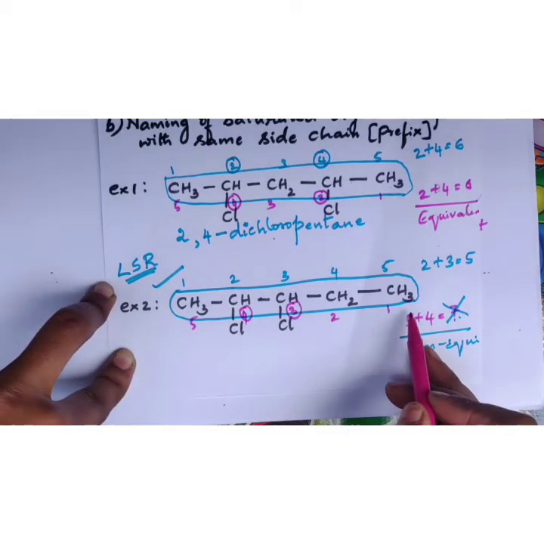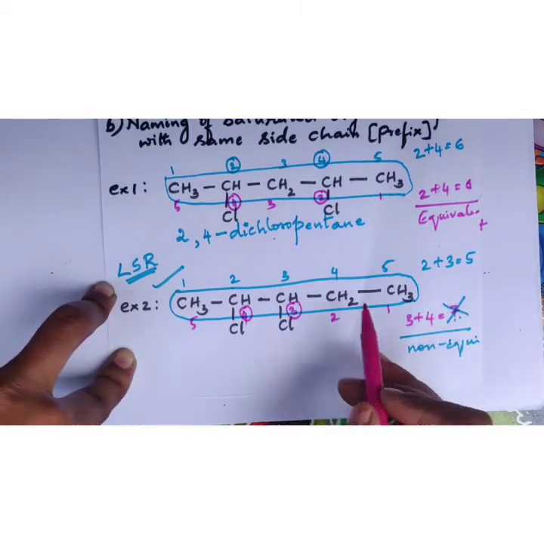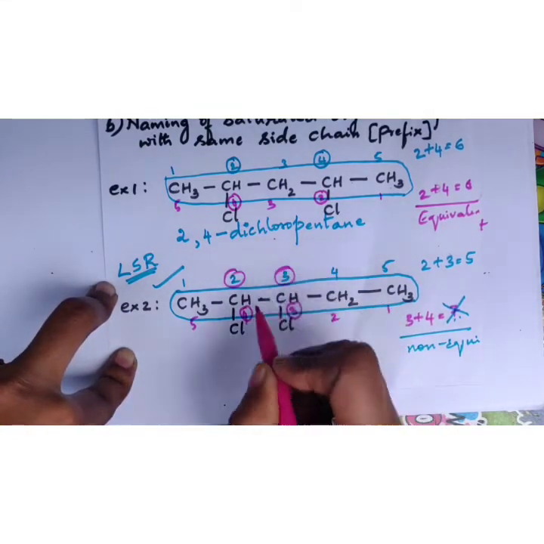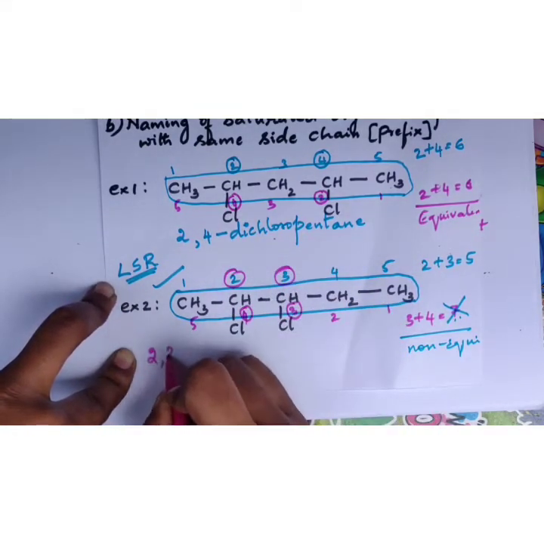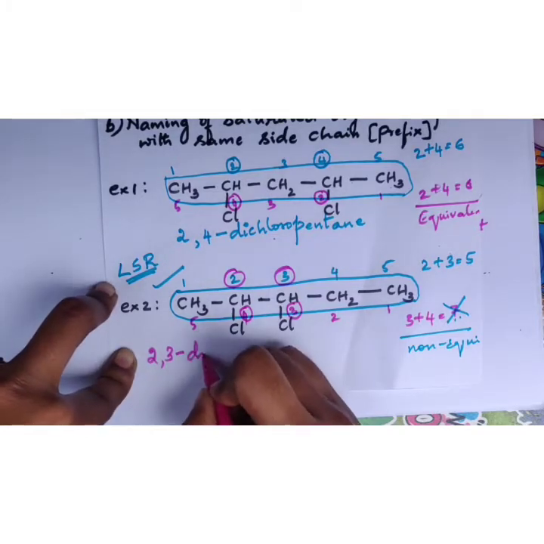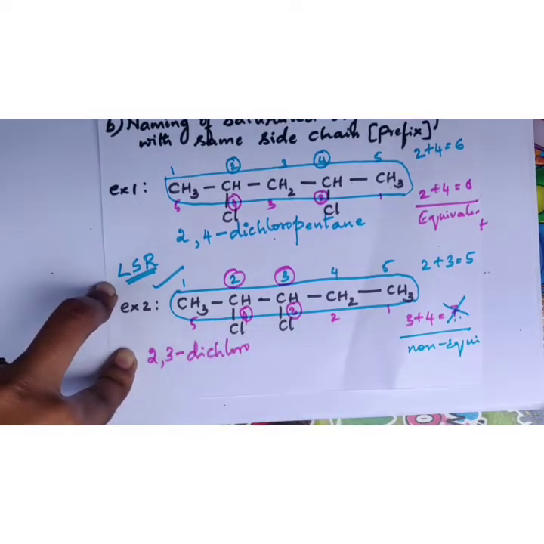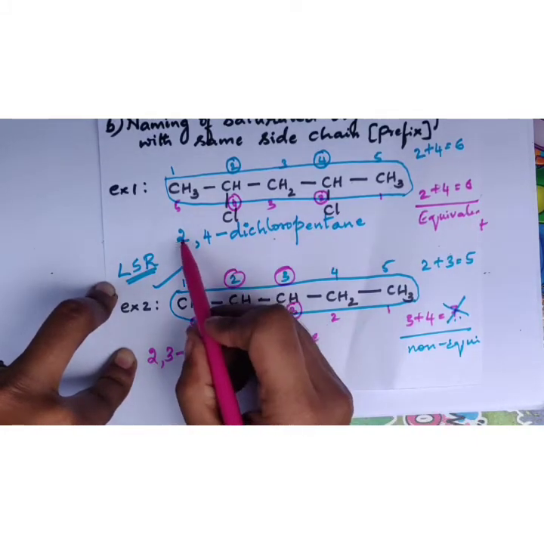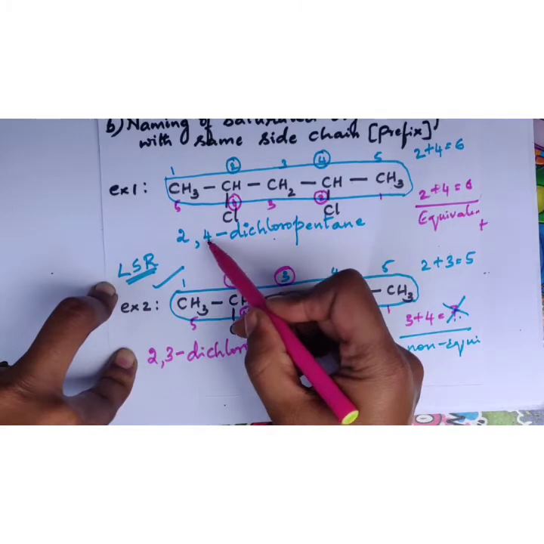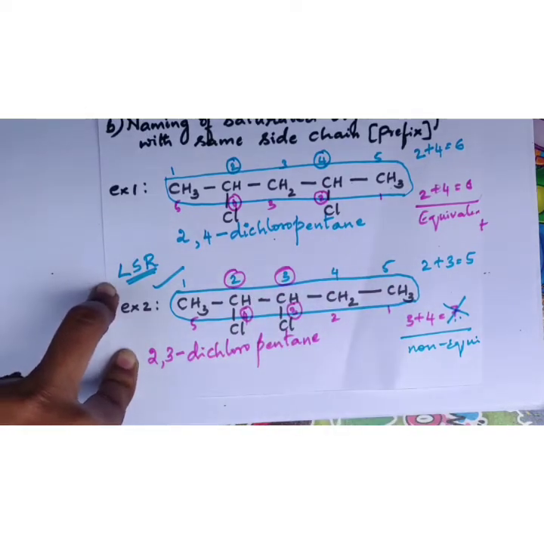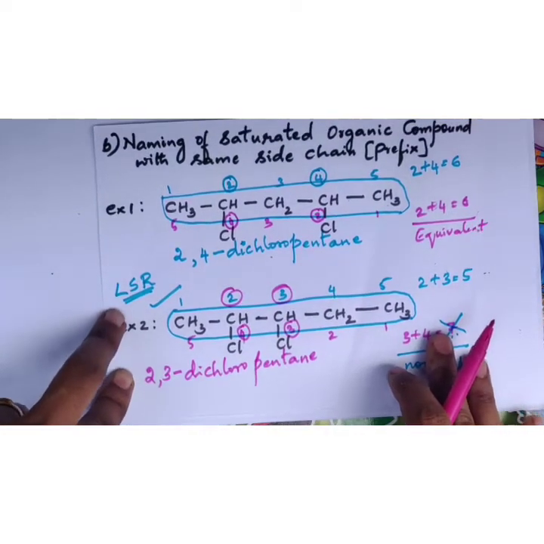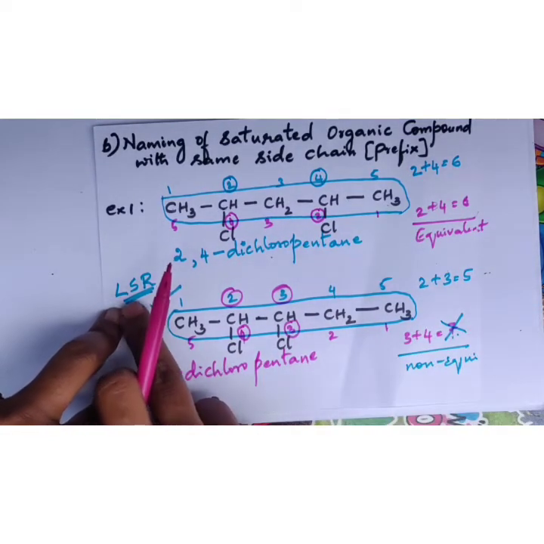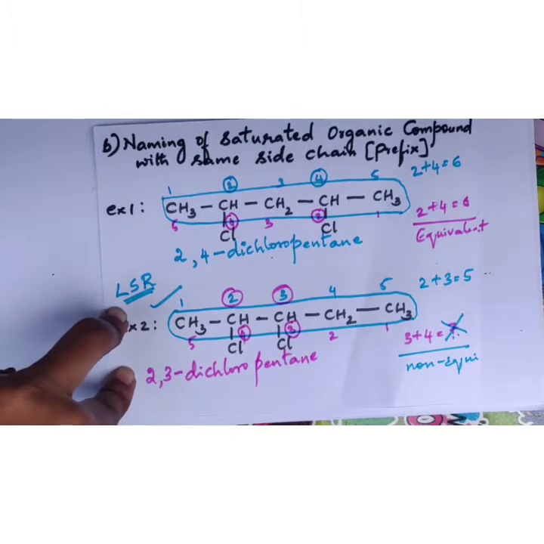Second example. We are not going to number it from the right side. We are going to number it from the left side. So the numbering will be 2, 3. Dichloropentane. The only difference here, see, it is 2, same. Here it is 4 and here it is 3. So you have to be very careful when they give you the side chain, which one is same. So here we have to follow lowest sum rule.